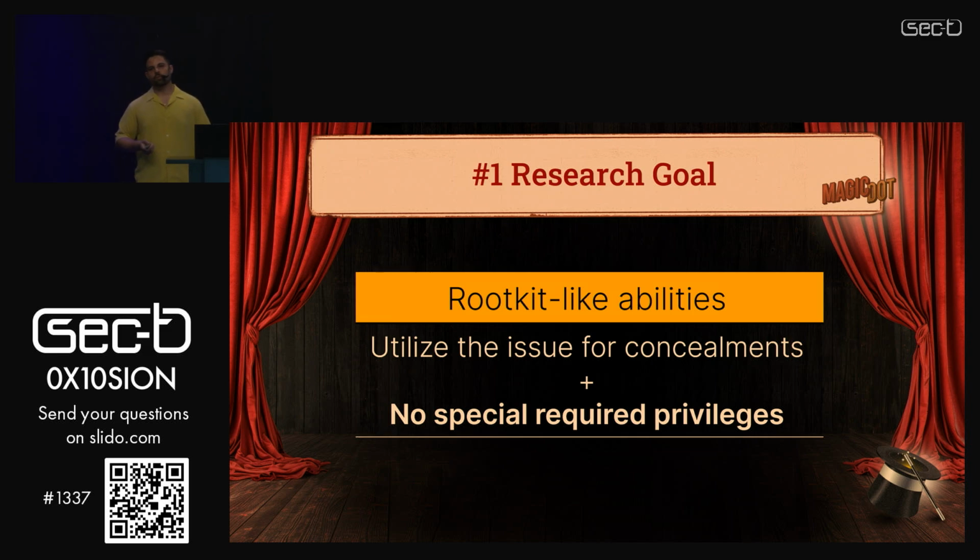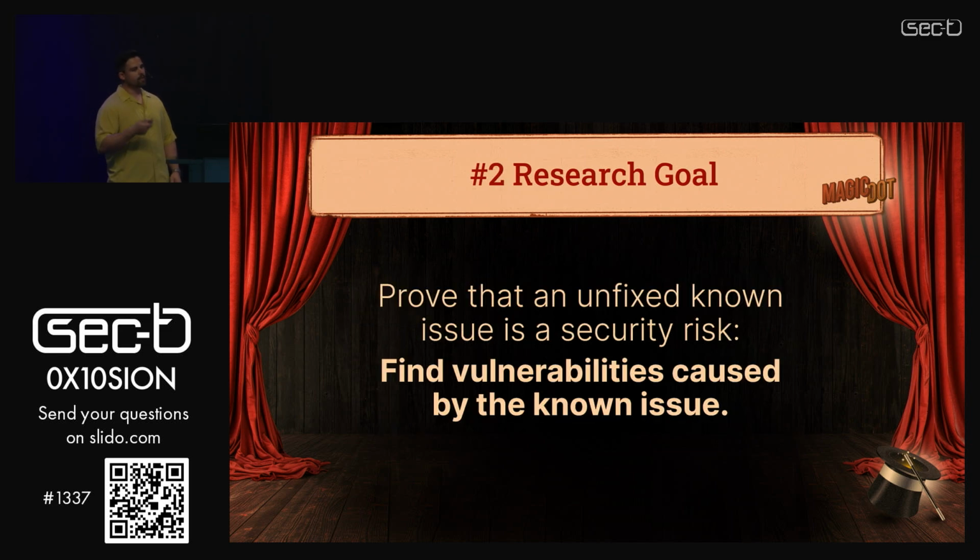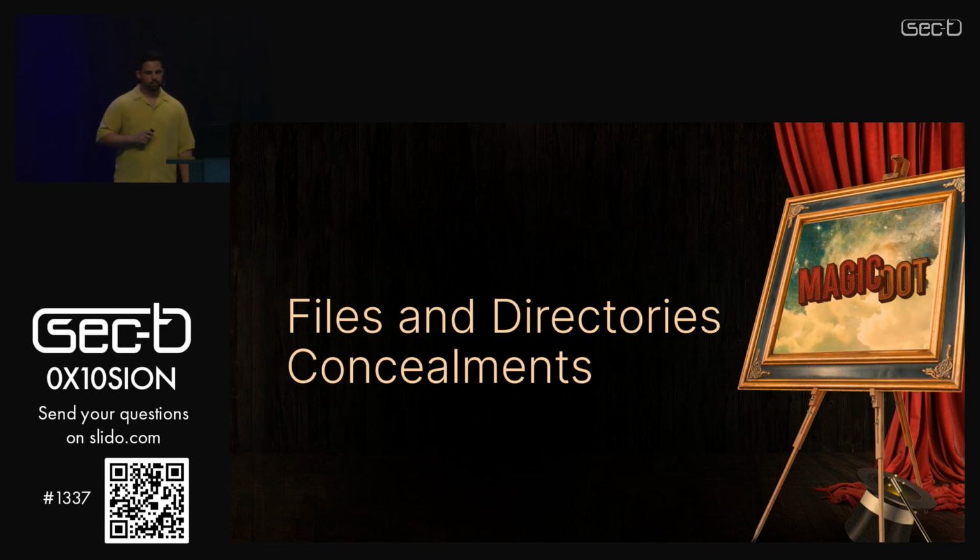So the first research goal for my research was updated to also not require any special permission, so I'll be able to create rootkit-like abilities without any privileges. The second research goal was much more simple, and that was pretty obvious: to prove that such unfixed known issues are indeed a serious security risk, and the easiest way to prove that would be by finding vulnerabilities that are caused due to this known issue. So, without further ado, let's see some rootkit magic with files and directories.